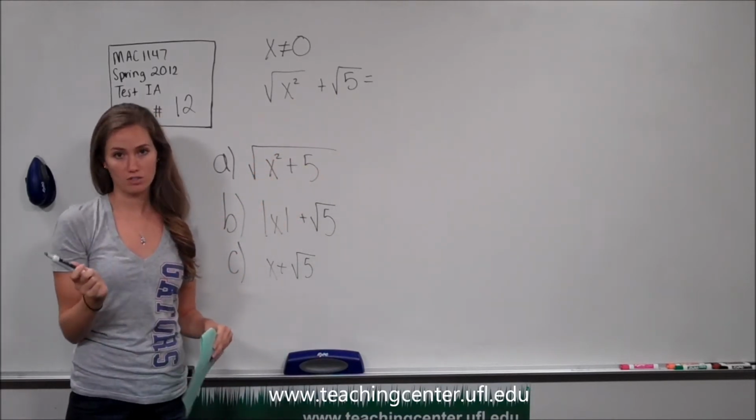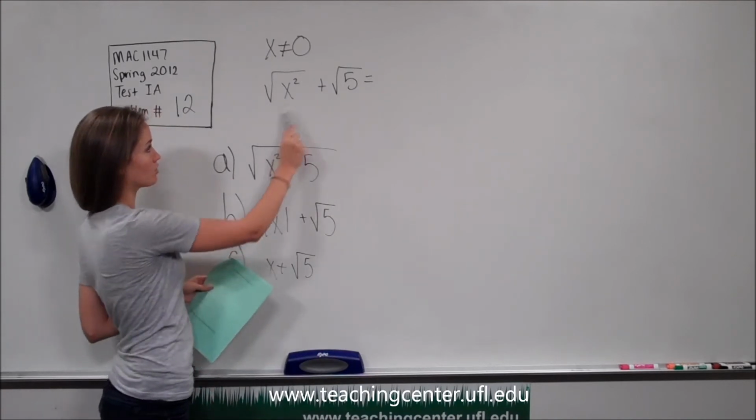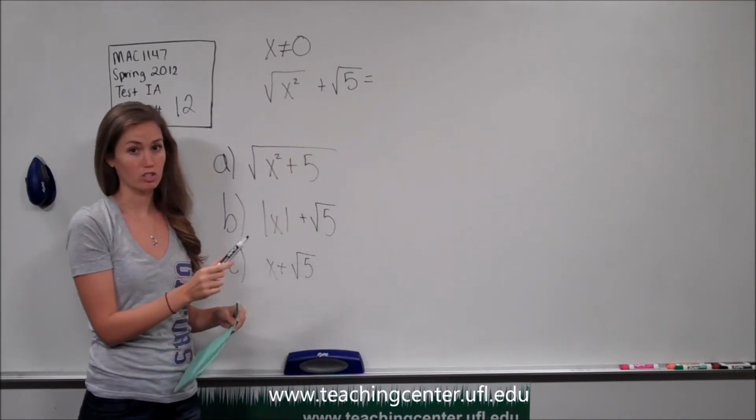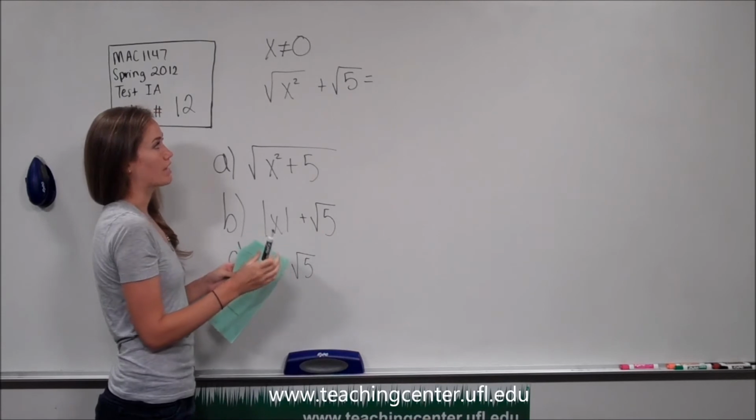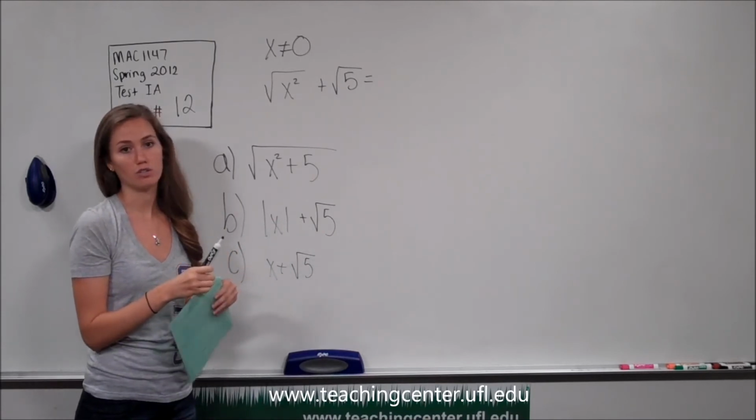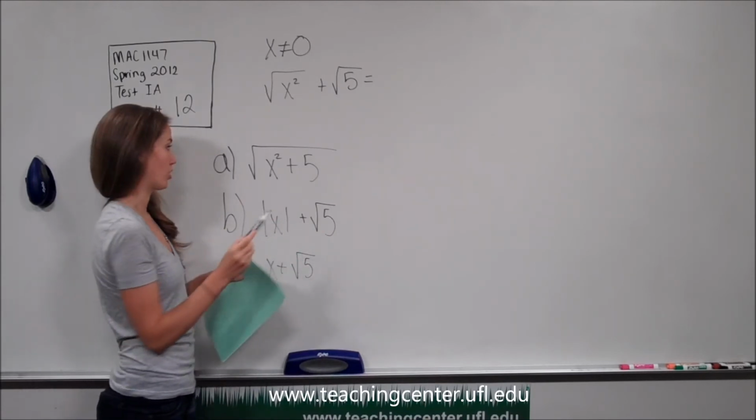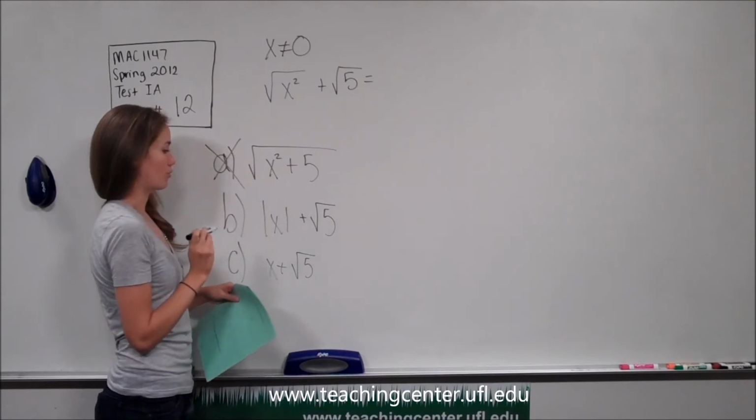But we know that we can't do that. These two expressions are not equal to each other. You can't just combine them under one single square root and assume that they're equal, because that does not work. So this one is not right.